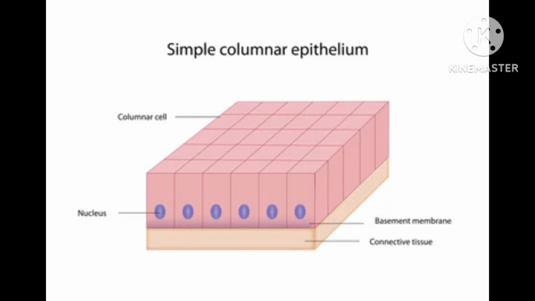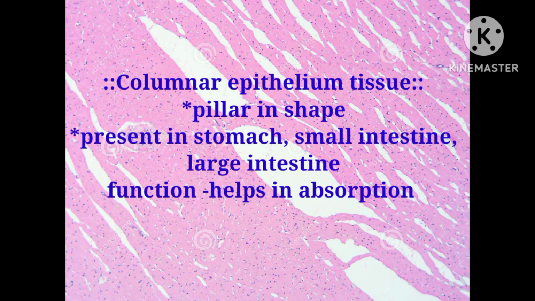Next is columnar epithelium. Columnar epithelium tissue is pillar shaped. It is present in the stomach, small intestine and large intestine. The main function of this tissue is to help in absorption.